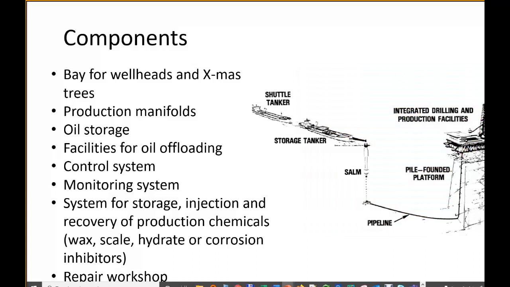Here is what I mentioned, this offloading facility: you have the main platform, a jacket, that's called a jacket, and then you have the export pipeline, and you have a buoy where the tanker is connected, and they can go and just load off the oil. Okay, let's see.